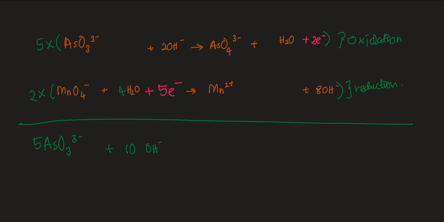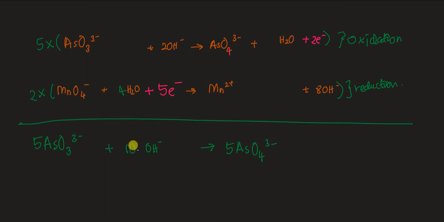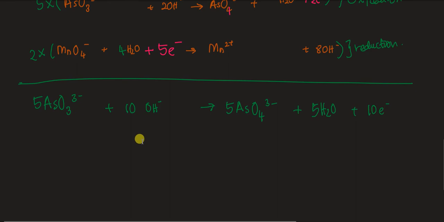I make sure in this case I add a bit of gap in between 10 and OH just so that we are not going to be confused. And it will produce 5 arsenate ions plus 5 water plus 10 electrons. And on the bottom part, everything is multiplied by 2, so we have 2 permanganate ions.